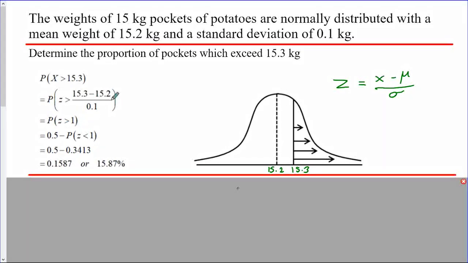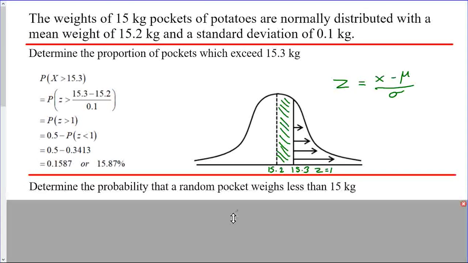Now remember that 15.3 as an X value corresponds to a Z score of 1. If we look up 1 on our table, we get 0.3413, but remember our table gives us the area back to the mean, back to 0, of the standardized normal distribution. So we need to subtract that from a half. Remember, the area under the whole curve is 1, the area under half the curve is a half, so we end up with an answer of 15.87%.